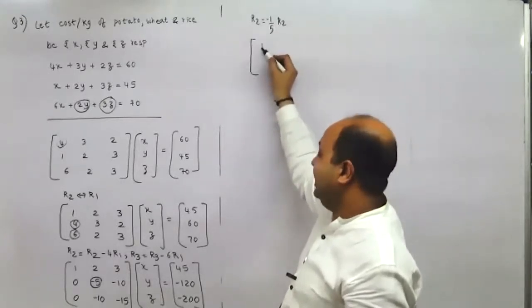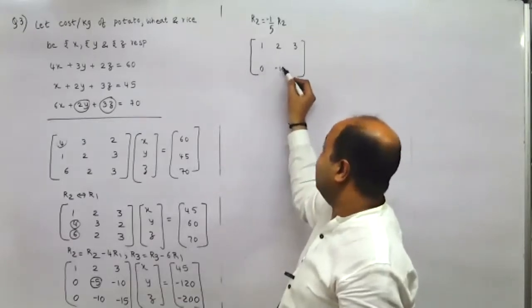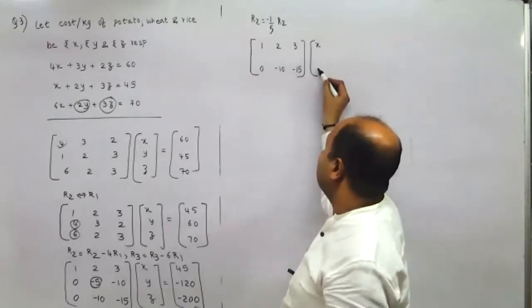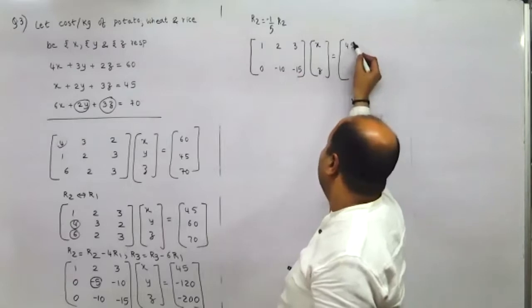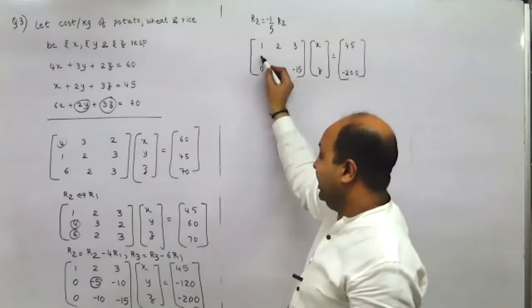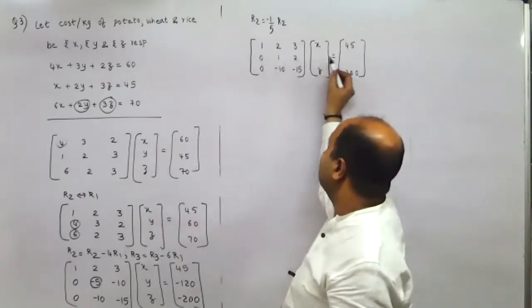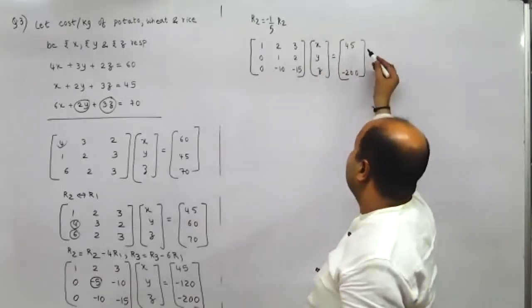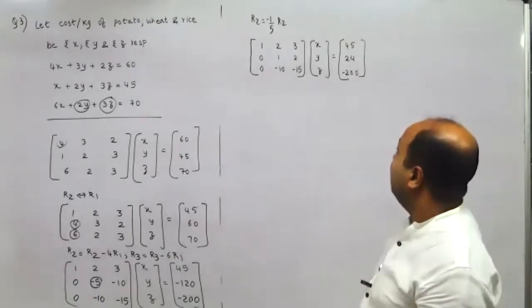So if I do that, I'll get 1, 2, 3. I'll get 0, minus 10, minus 15. In such problems, you cannot use shortcuts. You'll have to fill in all the blanks. This is 45. This is minus 200. This is minus 1/5, so 0. This is 1. This is minus 10 by 5, that is 2. This is minus 1/5 of minus 120, so it is 24. Next.